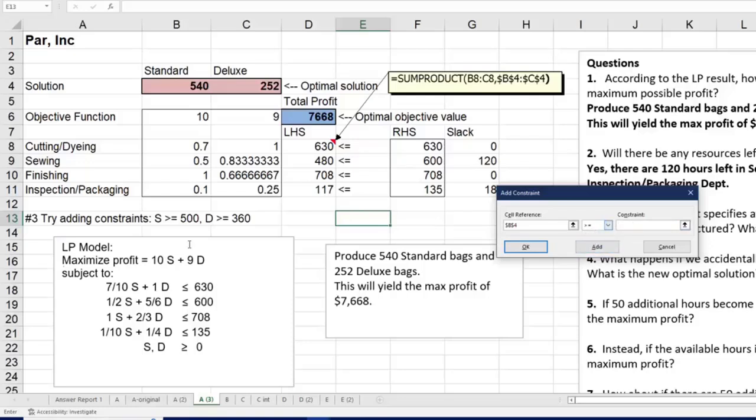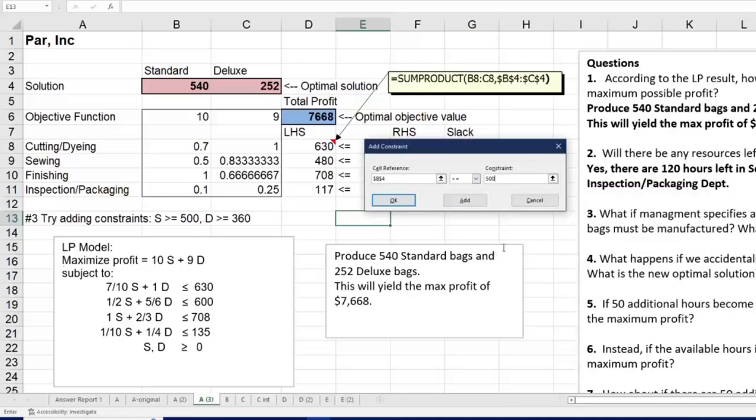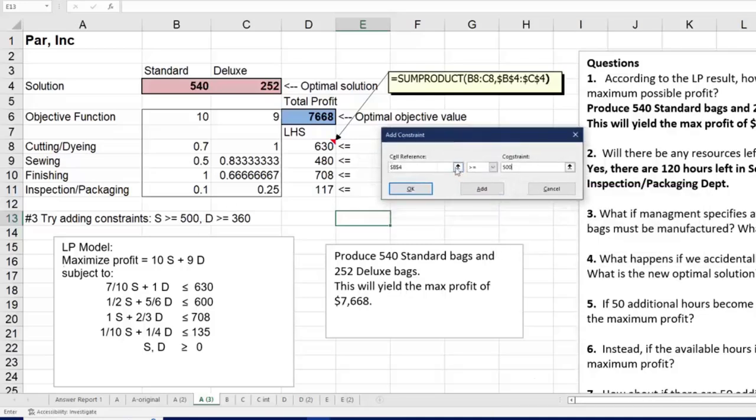Then here we're going to enter 500. We could just write 500 like this. So this is saying here's my S, here's my greater than or equal to, and there's my 500. That's the first additional constraint, and I want to add the second one too. So I'm going to say add. What do I enter here in the cell reference?